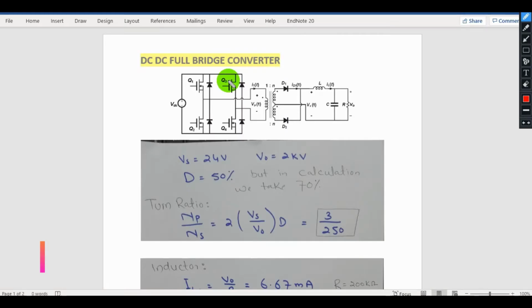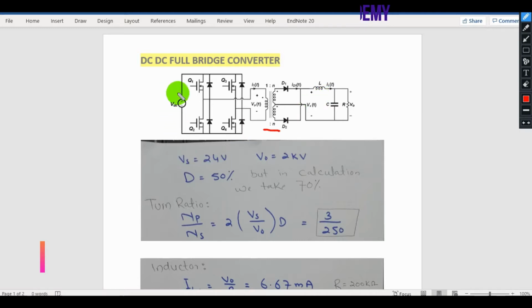Welcome, you all. In this video, we will simulate and design a full bridge DC to DC converter. This is the equivalent circuit of a full bridge DC to DC converter, which uses 4 MOSFETs, 1 transformer, 2 diodes, an inductor and a capacitor. The inductor is used to reduce the ripple in current, while the capacitor will reduce the ripple in voltage.